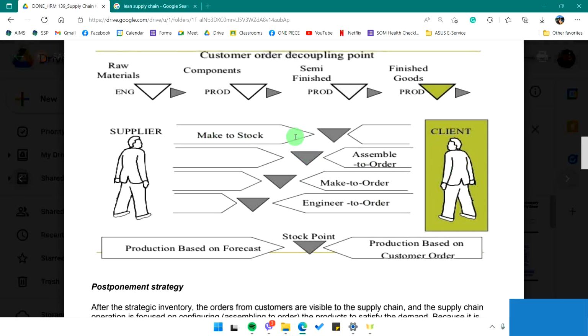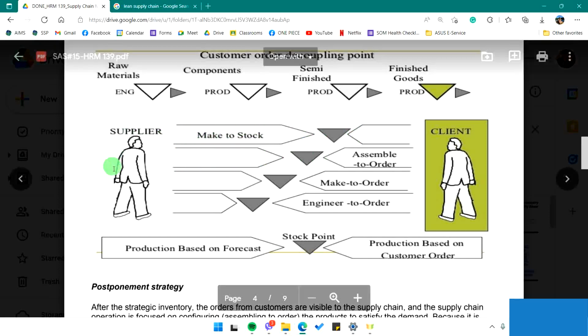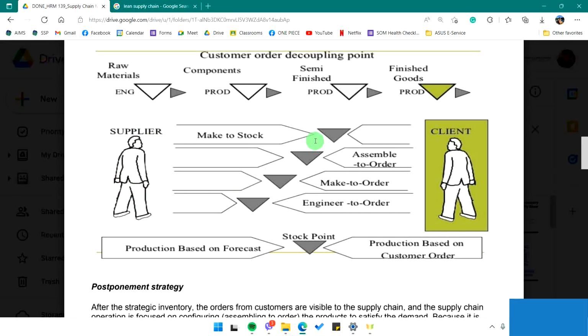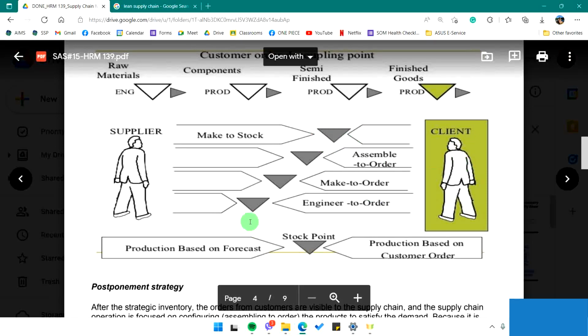Whereas compared with make to stock, you are blind. You're only making your products based on your forecast, based on your algorithmic forecast. Kasi ang layo ng order decoupling point sa client natin.